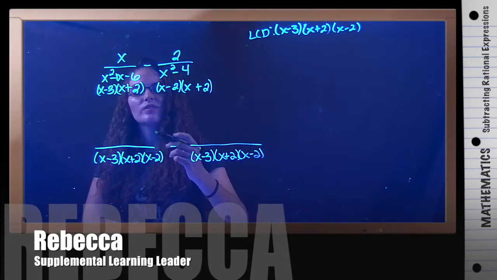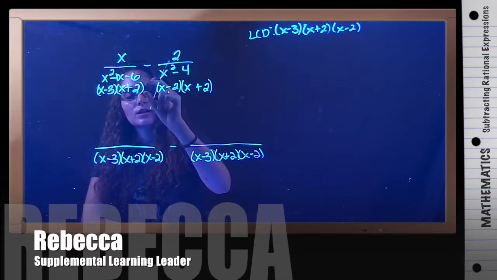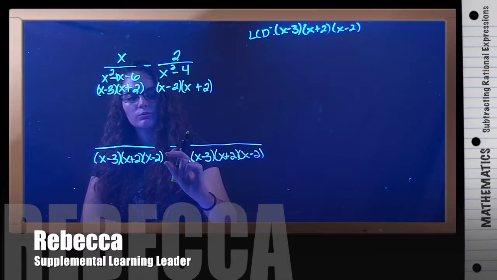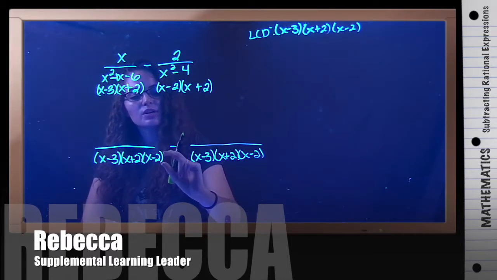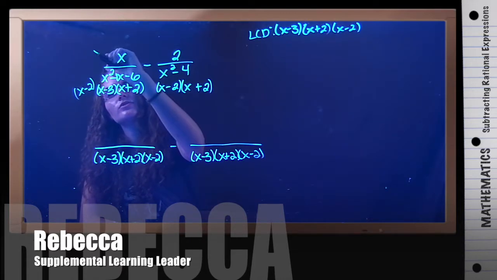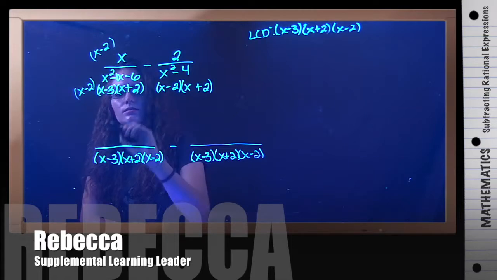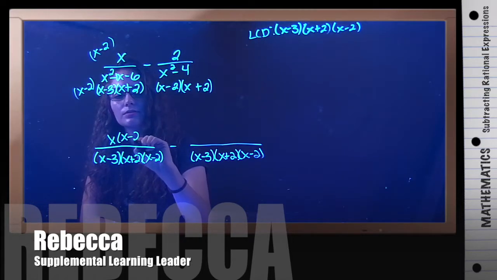Okay, now we have to change the numerators. So if you're changing the denominator from x minus 3, x plus 2 to x minus 3, x plus 2, x minus 2, the only thing you're missing is the x minus 2. So you have to do that to the top and the bottom. So this becomes x times x minus 2.